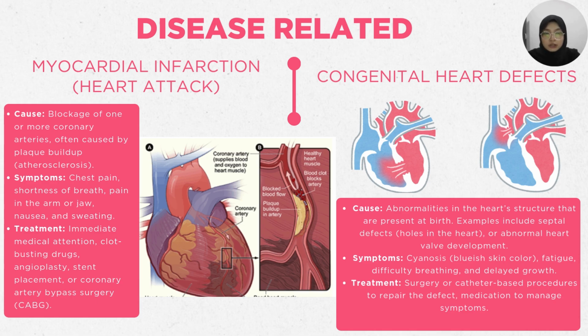Next, congenital heart defect is caused by abnormalities in the heart structure that are present at birth. Examples include septal defect, holes in the heart, or abnormal heart valve development. Symptoms are cyanosis, fatigue, and difficulty breathing, often requiring surgical and catheter-based repair.